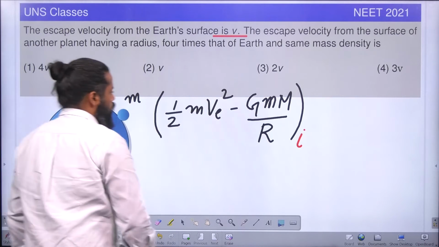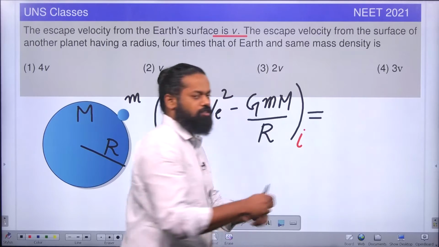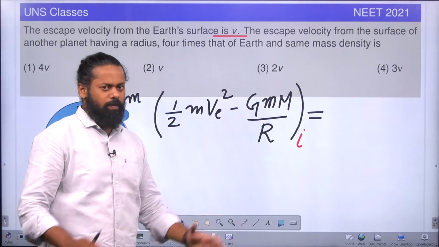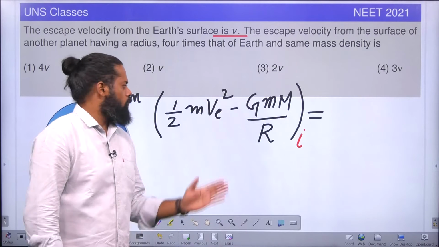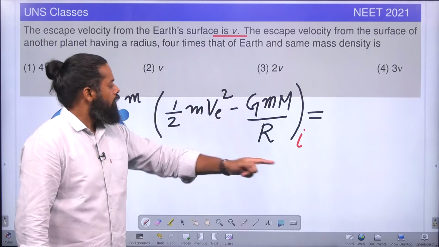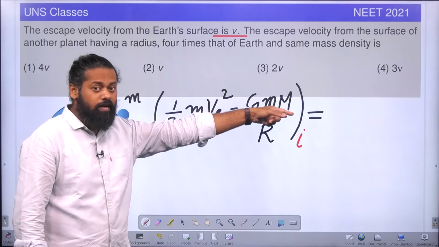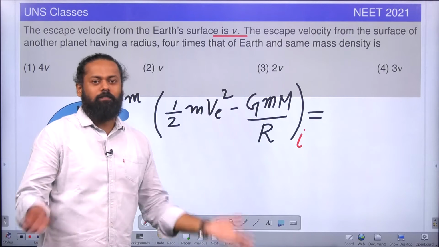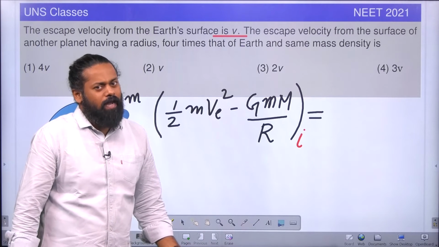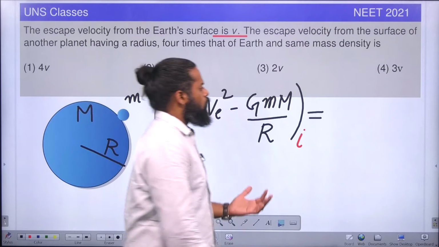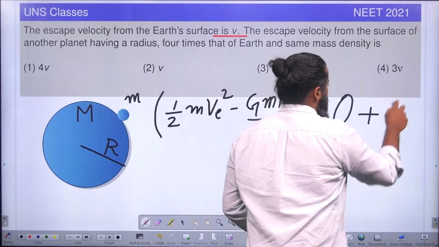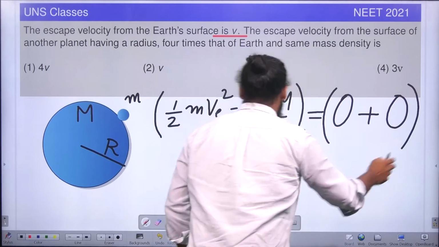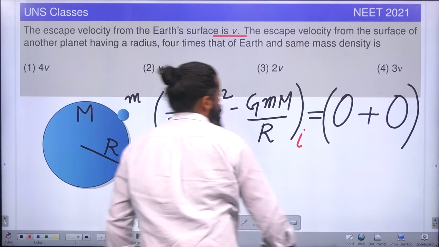This should be equal to the energy when the body is reaching outer space. When you reach outer space, the velocity becomes negligibly small. That means velocity goes to 0, the kinetic energy goes to 0. Same way, GMm by R, when R tends to infinity, 1 by infinity is 0. So the final energy becomes 0. This is the key logic behind the escape velocity derivation. Both kinetic energy as well as potential energy go to 0 in the final condition.